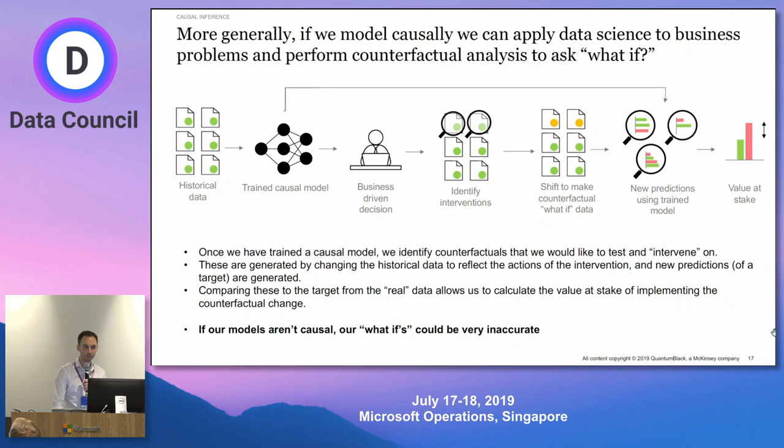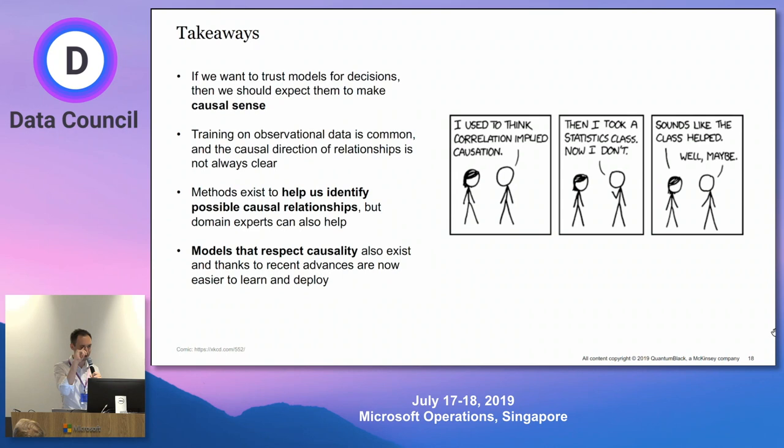So just to recap, because I was always told, tell people what you're going to say, then tell people again what you said. So apologies that I'm repeating. But if we want to make decisions based on ML, then we should expect these ML models to make causal sense. Unfortunately, the data that we actually have to work with is more often than not going to be observational, because getting RCT data is just very, very difficult.